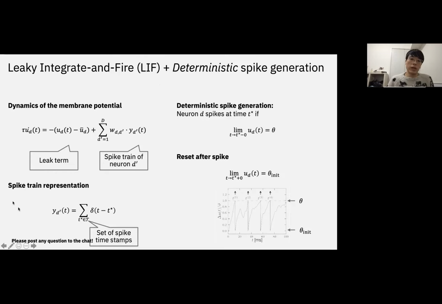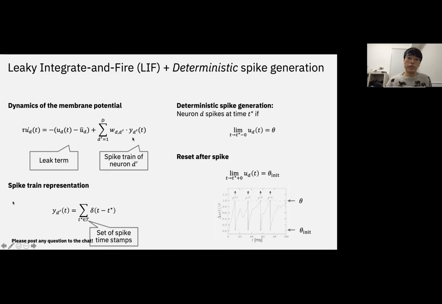The left panel introduces a leaky integrate and fire model, or LIF model. This defines the dynamics of the membrane potential by this differential equation. The membrane potential of neuron d follows the dynamics of this equation. The first term is a leak term, which exponentially decreases the membrane potential, and the latter term describes the influence of neuron d prime on neuron d.